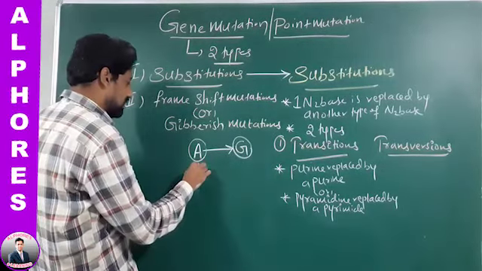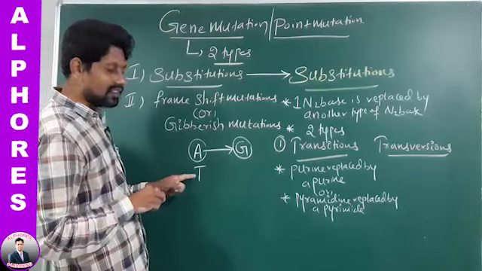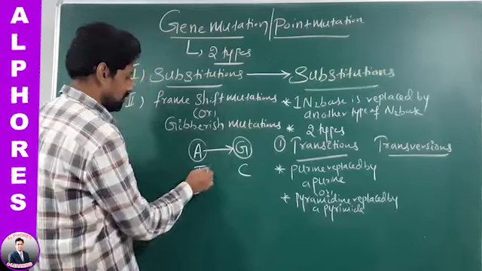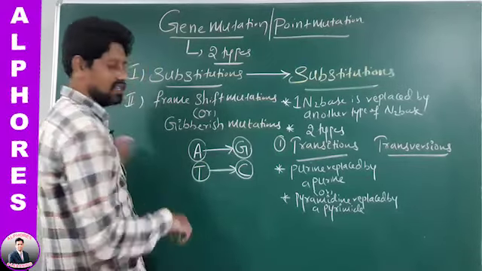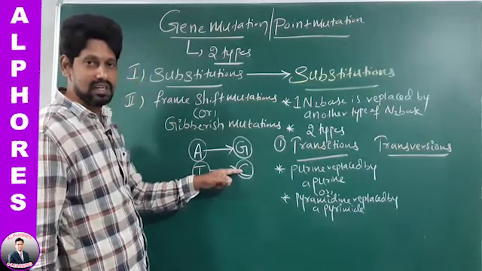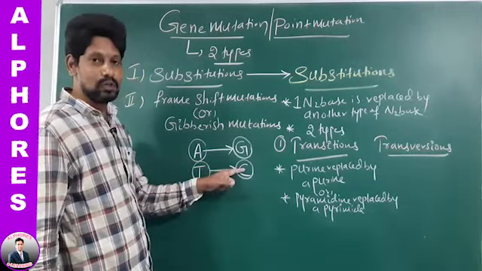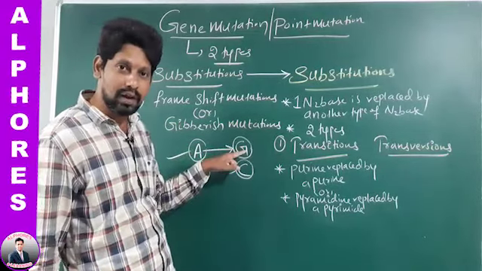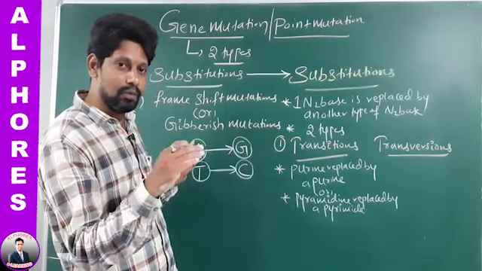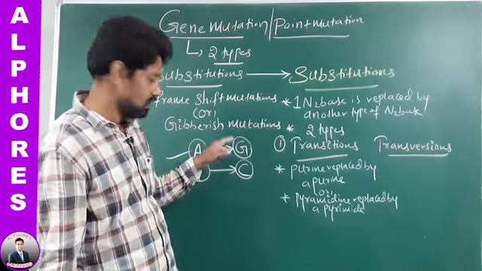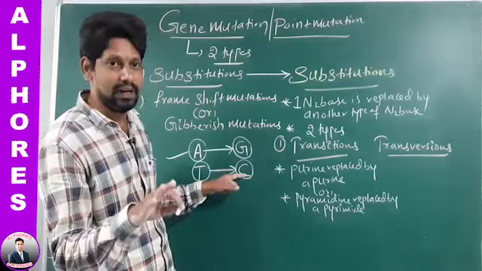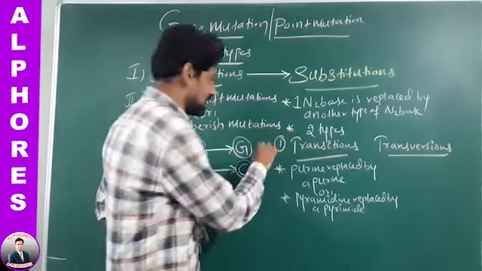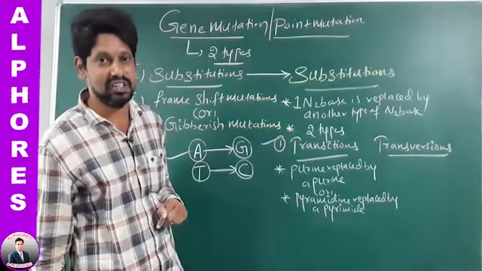Thymine is a pyrimidine. If thymine is replaced by cytosine, which is also a pyrimidine, then a pyrimidine replaced by a pyrimidine comes under transitions. It means one purine is removed and another purine is placed, or one pyrimidine is removed and another pyrimidine is placed. This comes under transitions.